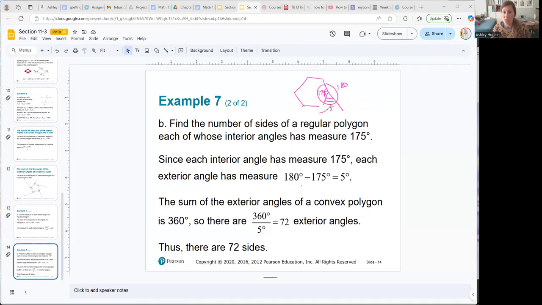If I take all of the exterior angles together, they would add to 360. If I divide 360 by 5, I get 72, which means there are 72 sides. That would almost look like a circle.